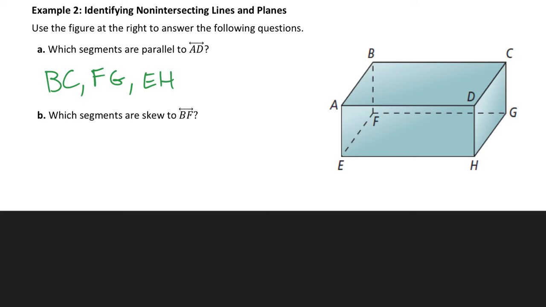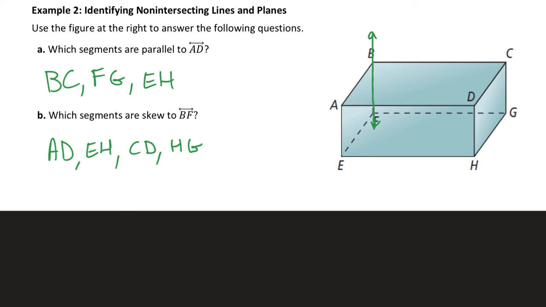Now I'm looking at BF, and I'll highlight BF because this is a little tougher to pick out skew lines. Skew lines run in a different direction from BF, but do not intersect BF. So an example of a skew segment, AD and EH. They both run left to right. They both won't intersect BF. Another example of a skew line to BF would be CD and then HG because they both point in a different direction and do not intersect BF.